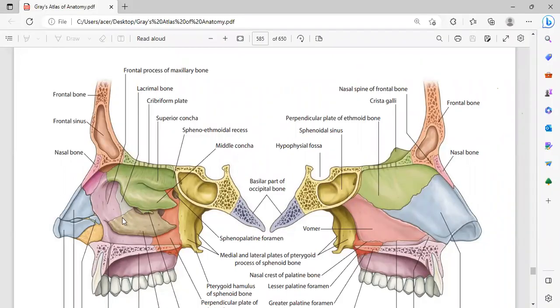Okay, and then underneath that you have this separate bone, which is the inferior nasal concha. So in total, you have three concha which are there in the lateral wall of the nasal cavity. That is the superior and middle from the ethmoid bone, and a separate bone which is the inferior nasal concha.